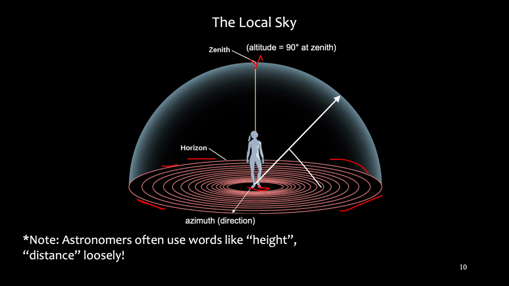The horizon is a good reference point for the angle or altitude. For example, you look at an object here. Let's say here is a star. And you want to say the angle with respect to the horizon, this angle right here.